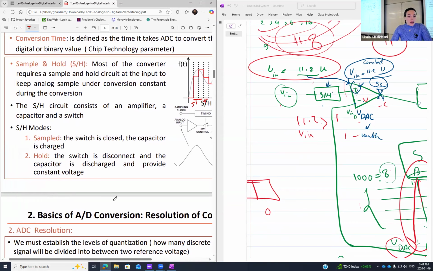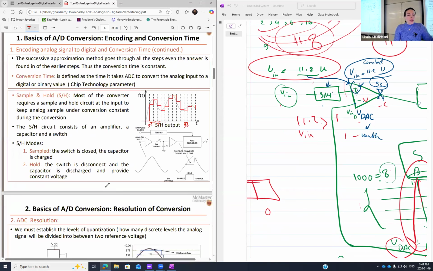Kids, remember I said I'm going to open up sample and hold one more time. So conversion time must be a constant. This is again a summary: a constant time. I cannot have it variable. All I can have variable is VDAC, the DAC in here. So that's why most converters do need a sample of voltage to go inside.